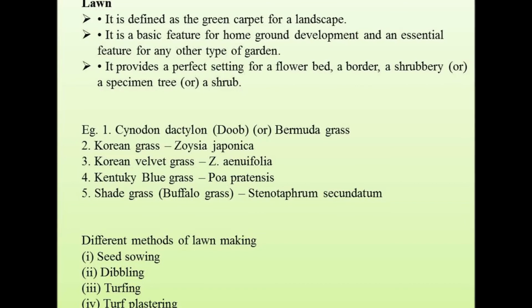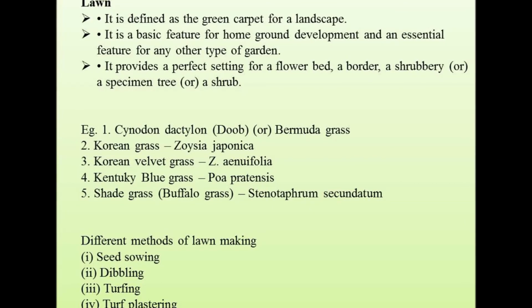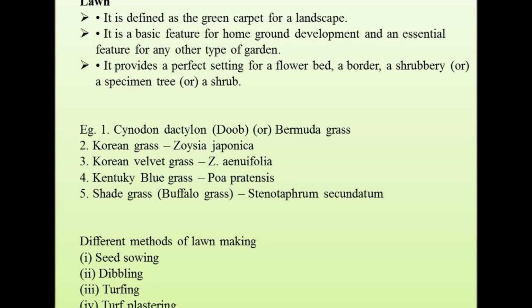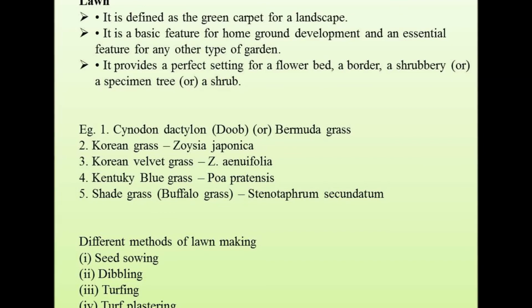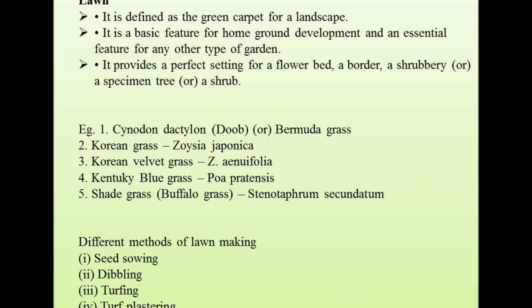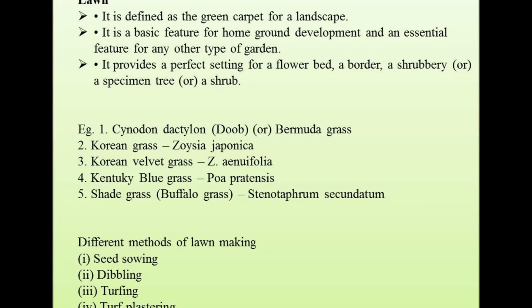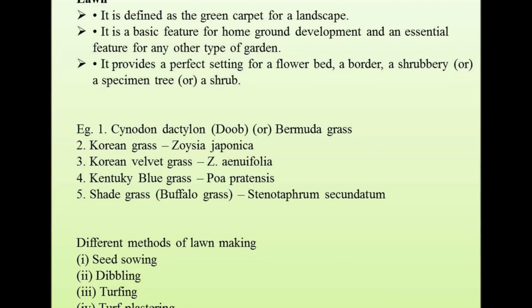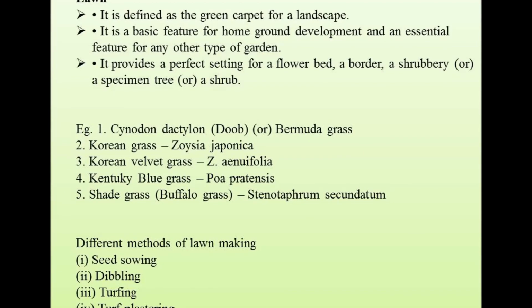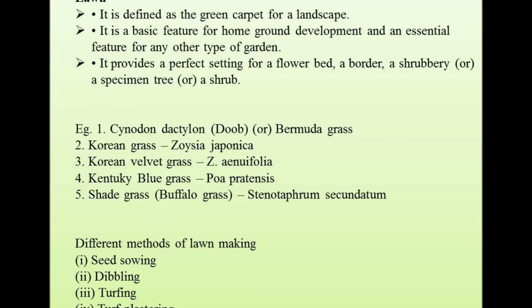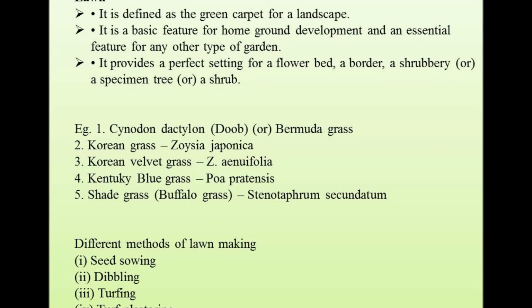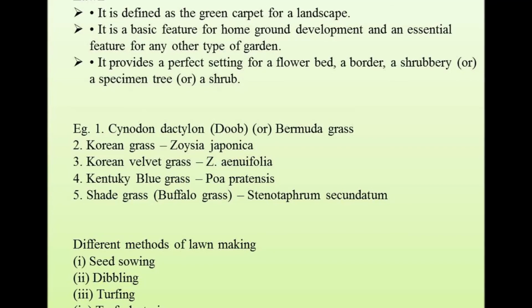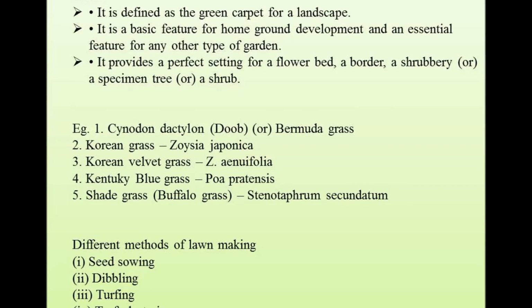Lawn provides a background effect for a perfect setting of flower beds, borders, shrubbery or any other specimens or features in a garden. There are many species of lawn grass, that is Cynodon dactylon, in local name called Hariali or doob grass. Then Korean grass, scientifically Zoysia japonica. Then Korean velvet grass, Zoysia tenuifolia. Kentucky bluegrass, Poa pratensis.